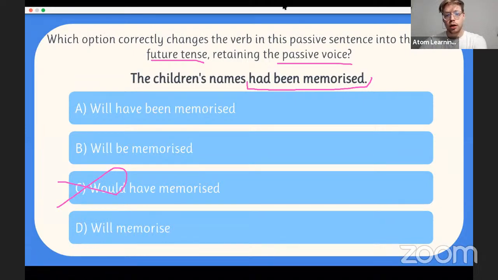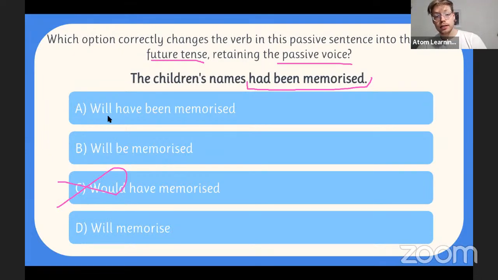And all we want is the simple future tense. Now you might need to go and have a look at the verbs lesson in the lesson library if you need a reminder on tenses, because that's all covered in one of our micro lessons. The will have, that is in the future tense. But when we have, that forms a special kind of tense called the perfect tense, okay? So will have been memorized is a future perfect, okay?